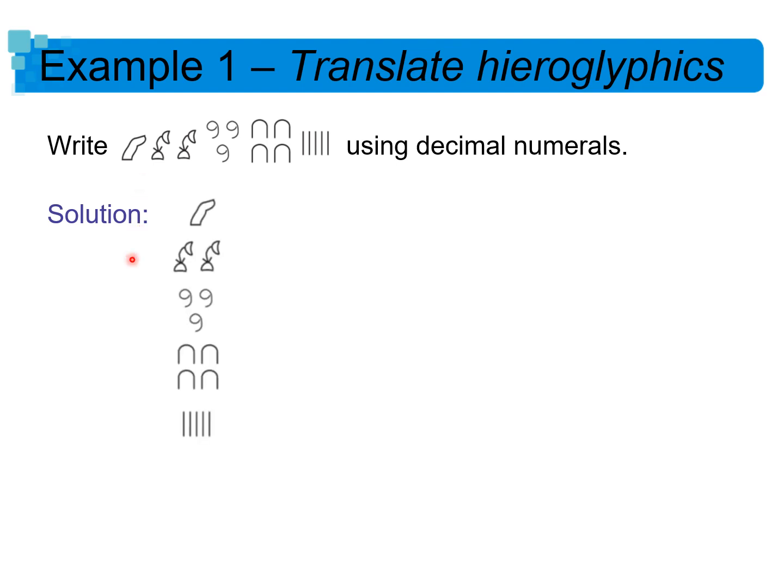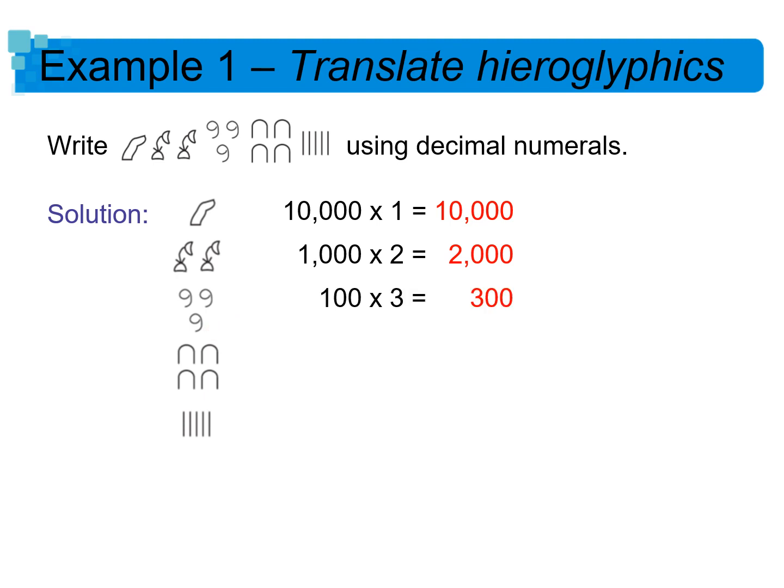So what I've done is I like to write these vertically. So I took each grouping. So this finger here represents 10,000, and you have one of them, so it's going to be 10,000. Then you have the next one is the lotus flower, and you have two of them, and so that's 2,000. Then you have three of these, and so those represent 100, so that's 300. And then you have 10 times 4, so that's 40. And then these marks, there are 5 of those. And so then all you have to do is add all of these up.